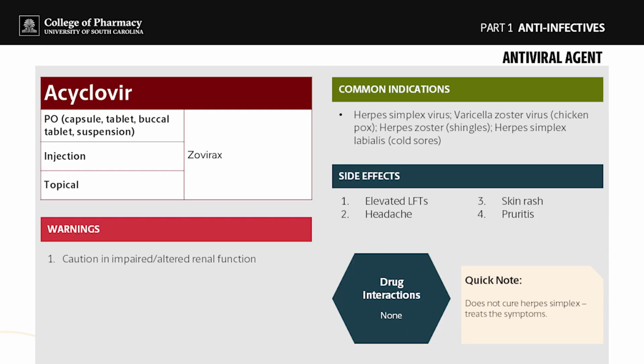Let's talk about these. So acyclovir comes in the brand name Zovirax. It's an oral capsule. It comes in a tablet, a suspension. It's also in an injection and a topical formulation. And some indications of this, the herpes simplex virus, which is like a cold sore, varicella zoster virus, like chickenpox, herpes zoster, shingles. It's very good to treat shingles if you catch it early. Herpes simplex labialis, which is also cold sores. So this is a good agent for that. Some of the side effects would be elevated LFTs, headache, skin rash, and pruritus.